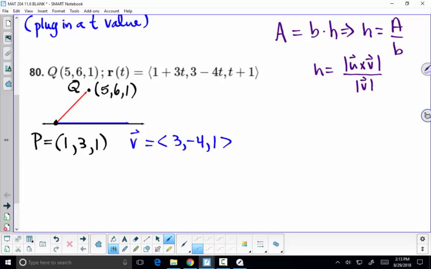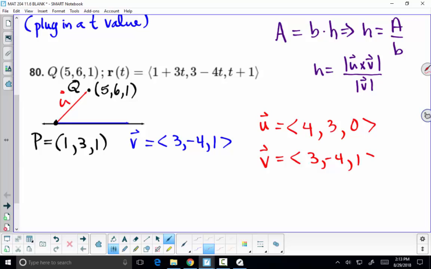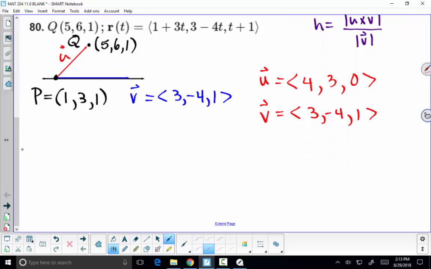Now we can form a cross product between two vectors. We can form the vector u over here, and that vector u is found by doing the terminal point minus the initial point. So 4, 3, 0. Now I'm going to put vector v right under it. So then we can do the cross product. And it doesn't matter which order, if we do u cross v or v cross u, because we're only interested in the magnitude of this vector, not whether it's pointing up or down. Doesn't matter.